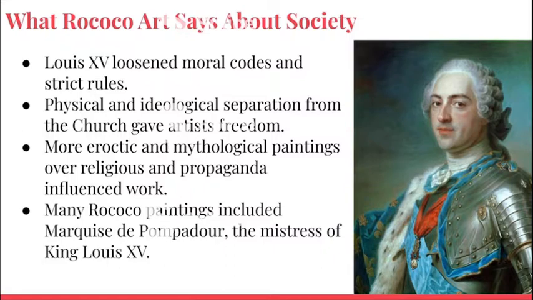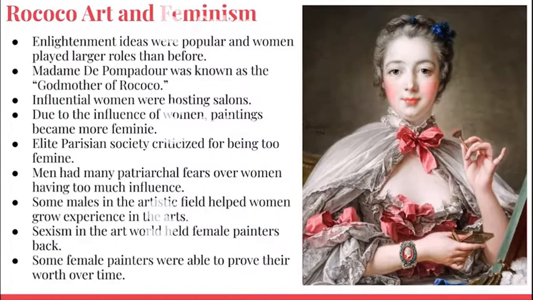Many Rococo paintings included Marquise de Pompadour, the mistress of King Louis XV. She also helped feminism take root during the Rococo period. As Enlightenment ideas gained popularity, women played larger roles than before. However, they still did not have many rights or privileges. Madame de Pompadour was known as the godmother of Rococo. Parisian ladies like Madame de Pompadour actually had significant influence in the political and intellectual landscape of the Enlightenment era.